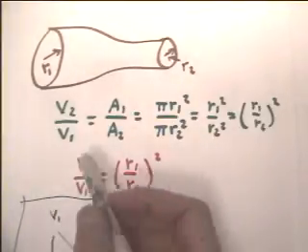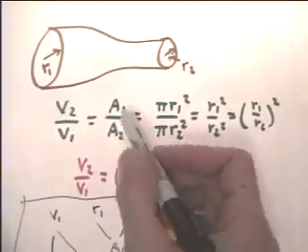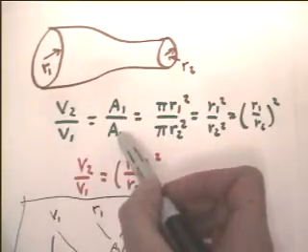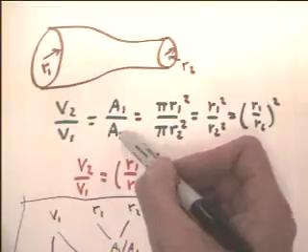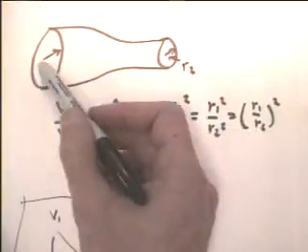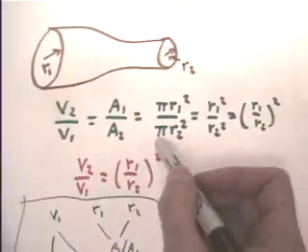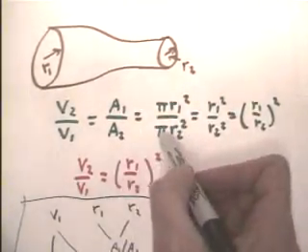to say that the velocity V2 over V1 equals A1 over A2 from the continuity equation. We're going to assume that we know that. And then we want to find out what A1 and A2 are. Well, radius R1 means that the area is pi R1 squared. Radius R2 means we have pi R2 squared. So those are our two areas.